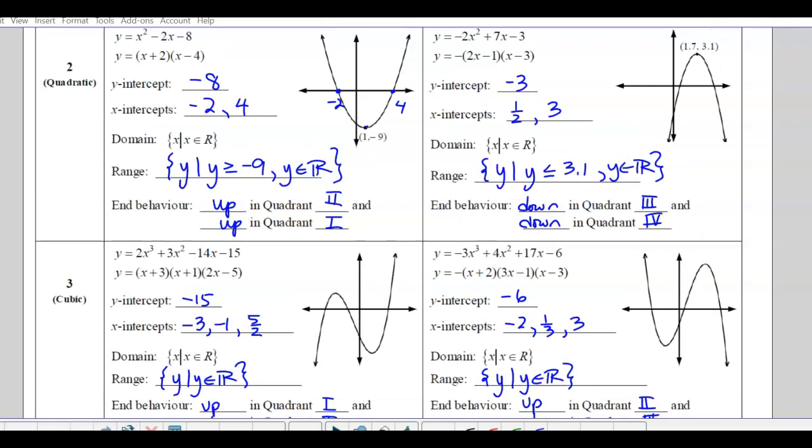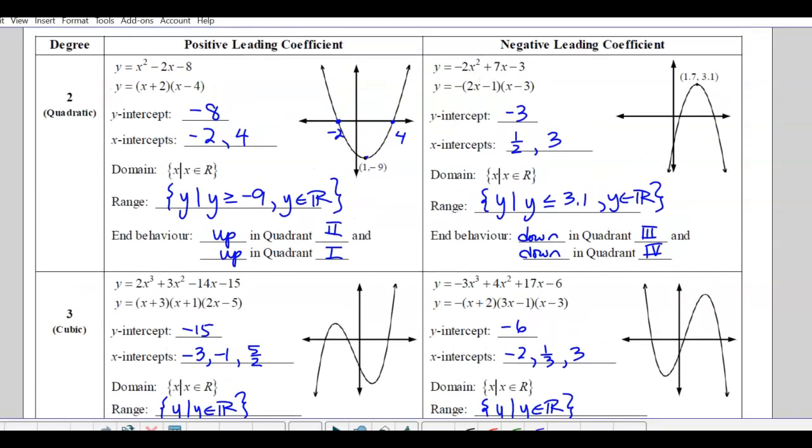Okay, so quadratic, just check your work here. There's one on the right, factored form, the simplified form. So the y-intercept is -3. X-intercepts are 1/2 and 3. Range is everything less than or equal to 3.1. And so the end behavior, both ends are going down in quadrant 3 and in quadrant 4.